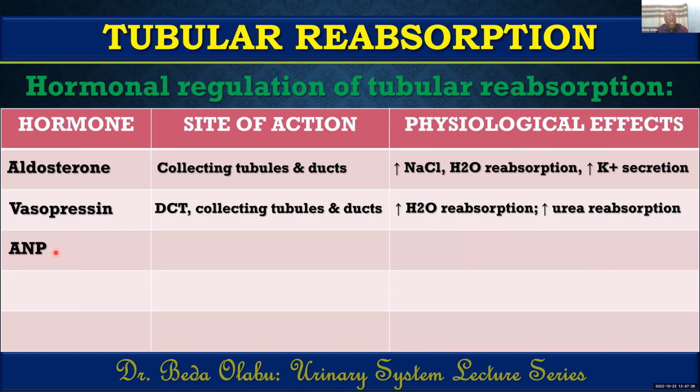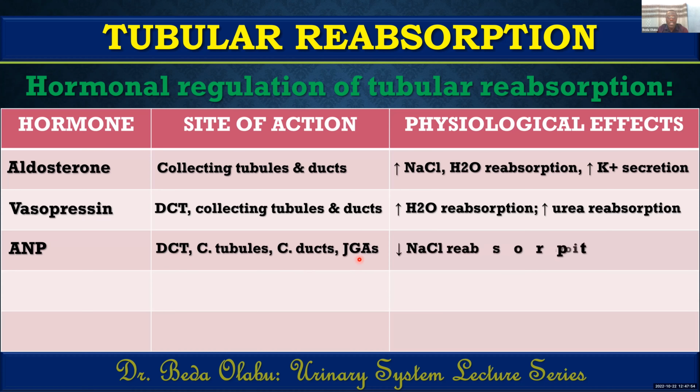The third hormone, atrial natriuretic peptide, is produced by the atrial cardiac musculature. This one is produced during stretch, when the cardiac musculature, especially the atrial musculature, is stretched in situations of fluid overload. Atrial natriuretic peptide acts on the DCT, collecting tubules, collecting ducts, as well as the juxtaglomerular apparatus of the kidney. It acts to inhibit sodium reabsorption, and that means even chloride reabsorption. So because of this, atrial natriuretic peptide will actually promote the loss of sodium in urine. And that's why it's called natriuretic.